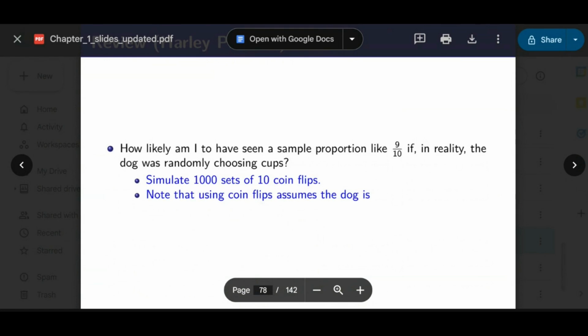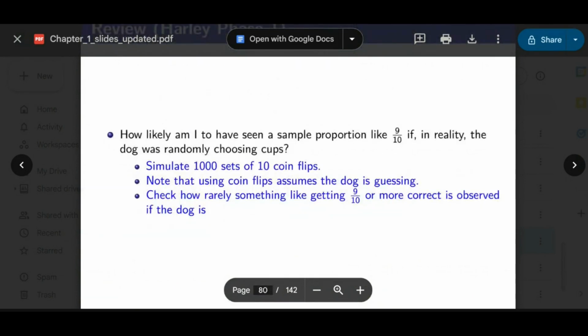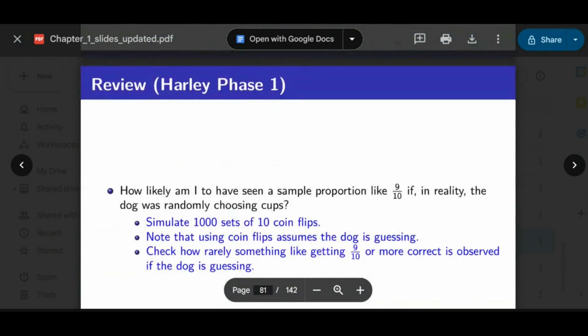The fact that you flip a fair coin, actually, this would be a little bit clearer if you put using fair coin flips assumes that the dog is guessing. So you check how rarely do you get something like, and what's the score of interest? What's the red box? What's the proportion that's in the red box here? 0.9. What's the proportion in the blue box? 0.5. Right. You check how rarely getting something like 9 out of 10 is if the dog is guessing.